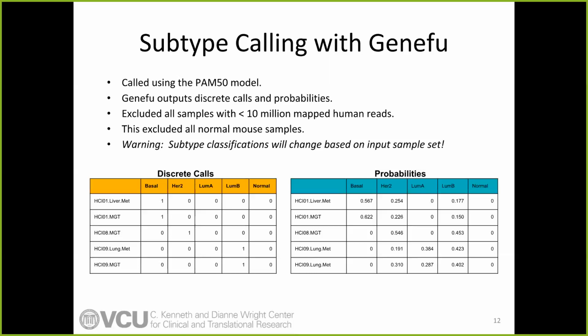So we actually used the data from the previous use case to filter down our samples. Some of our samples actually don't have a subtype associated with them because we didn't have enough human expression data to do the classification.